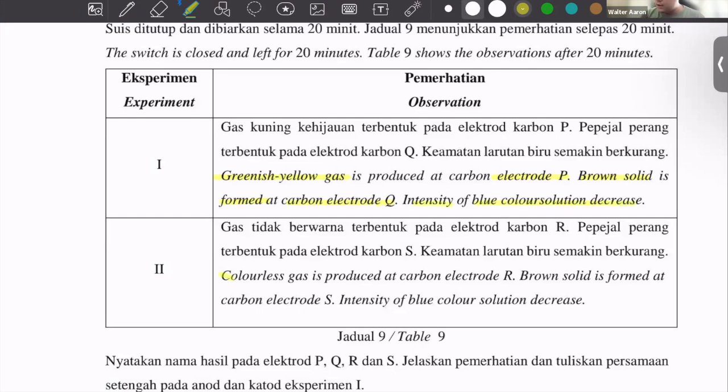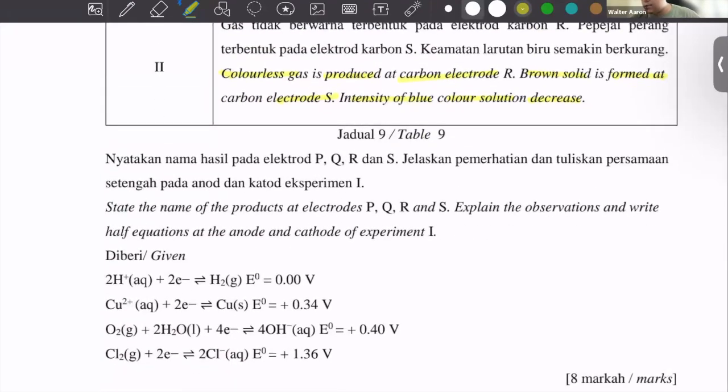And then for number 2, colorless gas is produced at carbon electrode R, brown solid is formed at S, and intensity of the blue color solution decreases also. So these are the products of electrolysis at carbon electrodes P, Q, R, as well as S. So it states here, state the name of the products at electrodes P, Q, R, and S, explain the observations, and write half equations at the anode and cathode of experiment 1. And they actually give you the E0 values of the different substances over there.